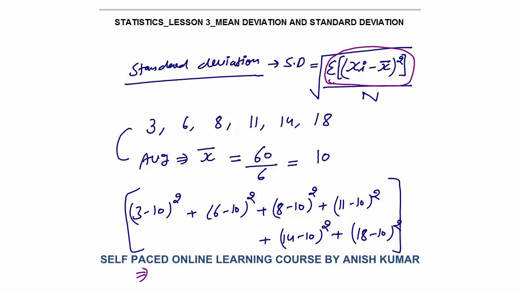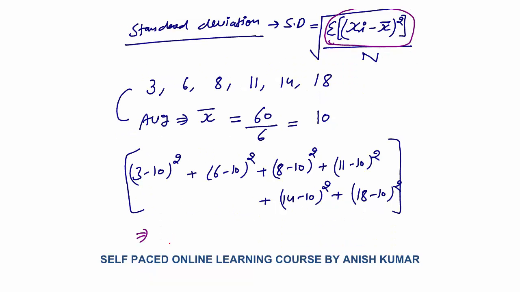Can I say this will be equal to, if you sum this, 3 minus 10 minus 7 square, that is 49. 6 minus 4 square is 16, then minus 2 square is 4, then 1 square is 1, then 40 minus 4 square is 16, then 80 minus 8 square is 64.